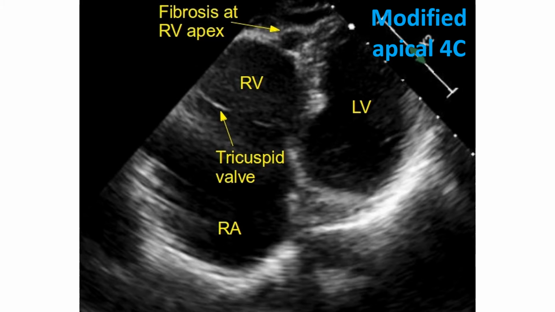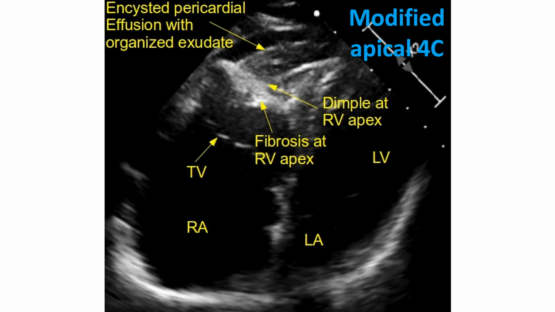This image from a modified apical four-chamber view shows the characteristic fibrosis and obliteration of right ventricular apex in EMF along with the dilated right atrium. Right ventricular cavity is not much dilated.